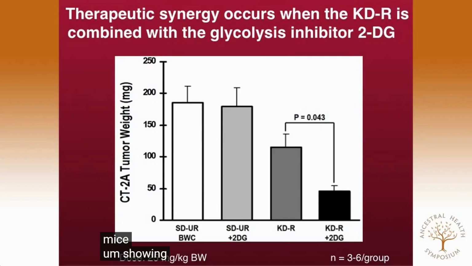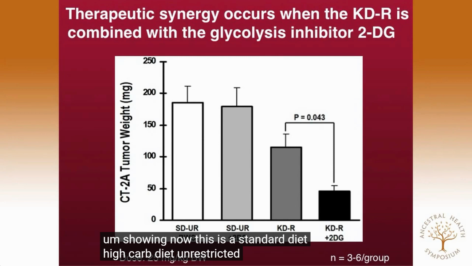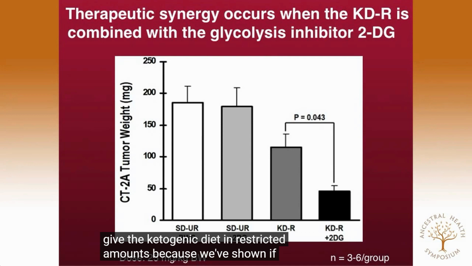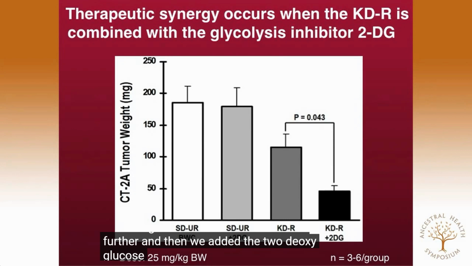Showing, now this is a standard diet, high-carb diet, unrestricted, a body weight control. And then we gave the animals 2-deoxyglucose at a dosage that had no therapeutic benefit. I wanted to use a dose that you could say, well, they've got 2-deoxyglucose, but it's not having any effect. And the body weights were the same. Now, we give the ketogenic diet in restricted amounts because we've shown if you don't restrict the ketogenic diet, it has no therapeutic benefit. So we calorie restrict the ketogenic diet to lower blood sugars and elevate ketones even further. And then we added the 2-deoxyglucose, and now we got powerful synergy between a diet and the drug.